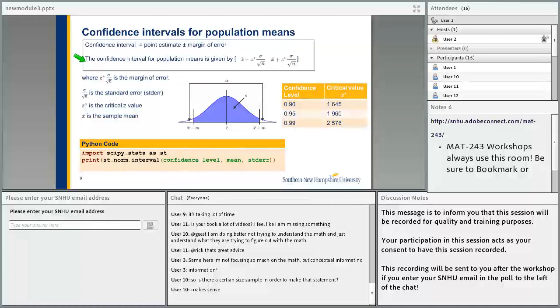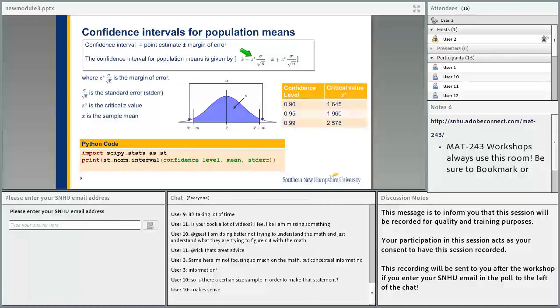Now let's look at the formula. So the confidence interval for the population mean is given by x bar minus z star sigma over square root of n. That's the lower value. The upper value is x bar plus z star sigma over square root of n. X bar is the sample's mean. Z star is a critical z value. Sigma is the standard deviation of the population. And n is my sample size.